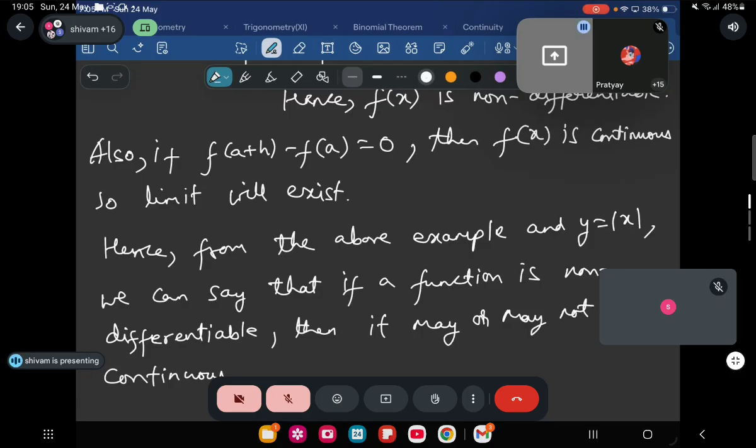It means if a function is differentiable, we can be absolutely sure that the function is continuous. But if the function is continuous, it may or may not be differentiable. For example, y equal to mod x is continuous, but we cannot say it is differentiable, right? Next, does discontinuity imply non-differentiability? Tell me. Yes?